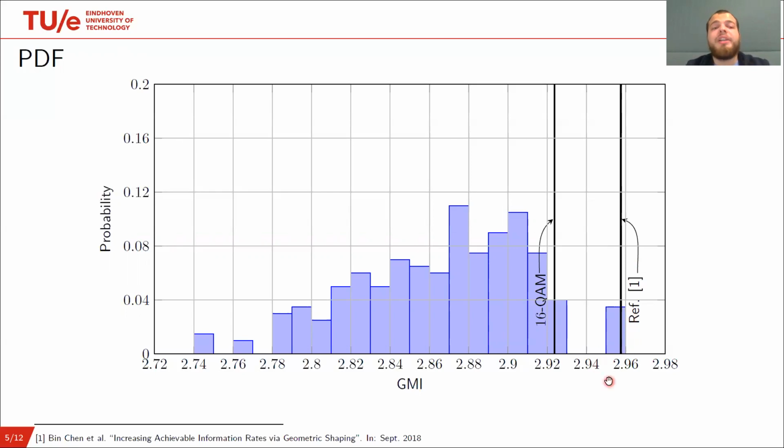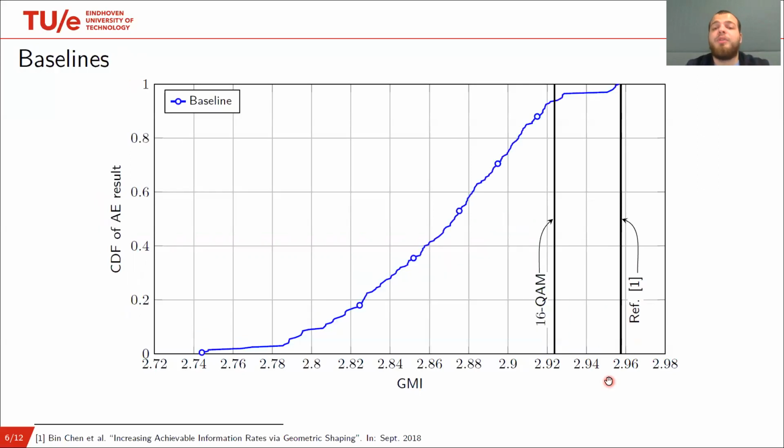To show this a little bit more clearly, we've plotted the PDF as a cumulative distribution function over here. This blue line is the same line as this PDF, but plotted as a CDF. And indeed, about 90% of the constellations end up with a GMI worse than 16 QAM. So to try to improve the performance, we've looked into several different methods.